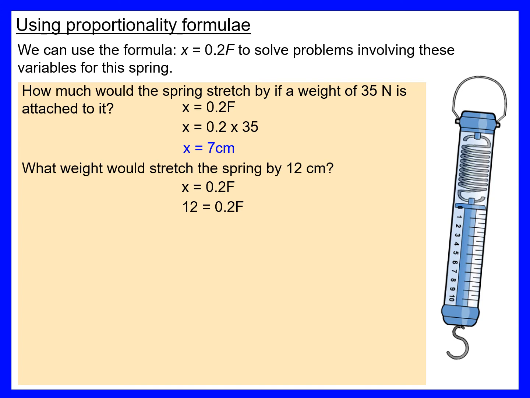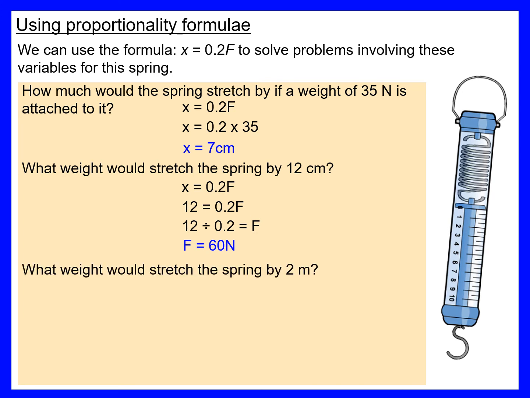Now we want to find F, so to get F on its own, we're going to have to divide both sides by 0.2. 12 divided by 0.2 gives us 60 newtons. So sometimes we can just put things straight into the formula, sometimes we need to rearrange the formula for the value that we want. Okay, our next question then.